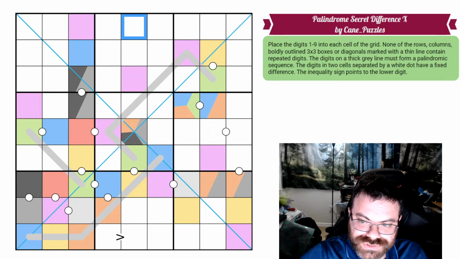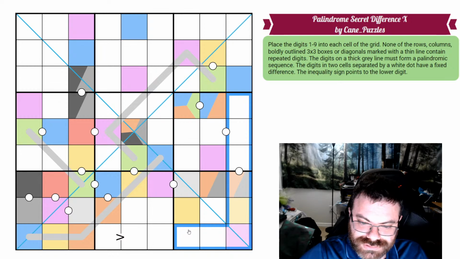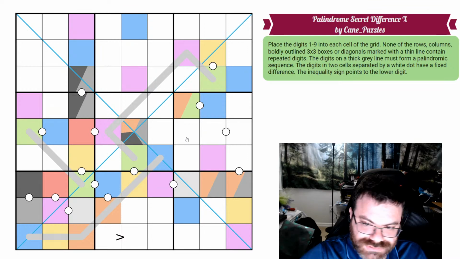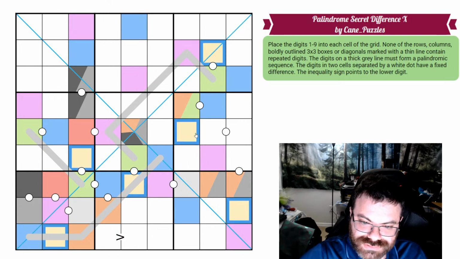Blue is forced here. Blue is not on the diagonal, so it's here. That puts a blue here. No, wait, blue's on. What's next? We got yellow. Yellow's placed here. Green on this diagonal.